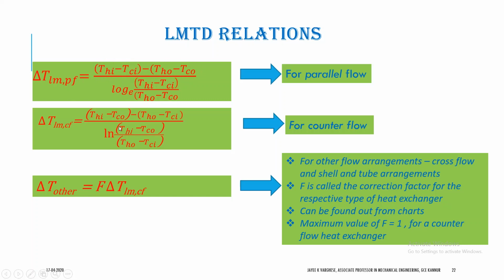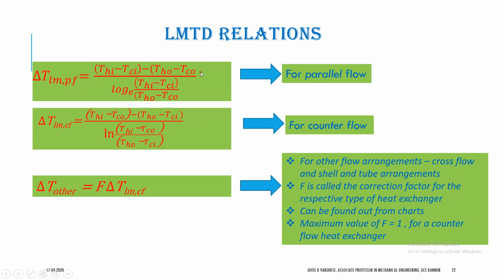Whereas for counterflow, the temperature difference between hot and cold at the first end will be THI minus TCO, and at the second end THO minus TCI. So you can write LMTD is equal to temperature difference at the first end minus temperature difference at the second end, divided by logarithm of temperature difference at the first end by temperature difference at the second end. These are the relations for LMTD which we have derived.